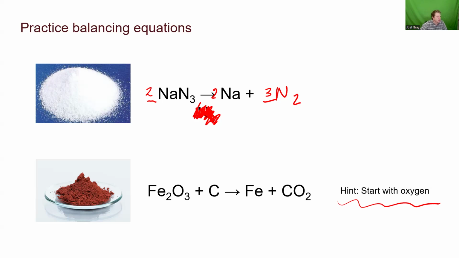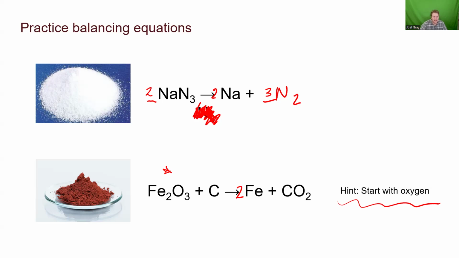Okay, so if I start with the irons, I'm going to put a 2 in front of this. And I've already hit a little bit of a wall because I put a 2 and that balanced my irons. So basically, this note of start with oxygen doesn't save you a whole lot of time. It saves you a very small amount of time because as soon as we balance the irons, we can't really go anywhere. It just drives us back to looking at this molecule and saying, okay, well, the irons are balanced, the carbons are balanced, so now I have to balance the oxygens.